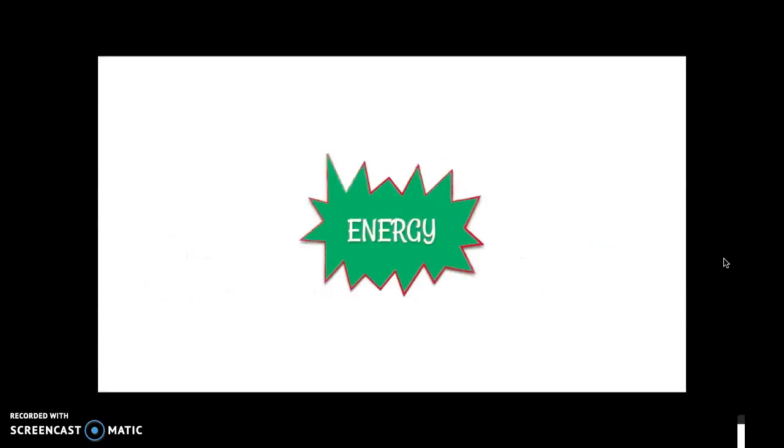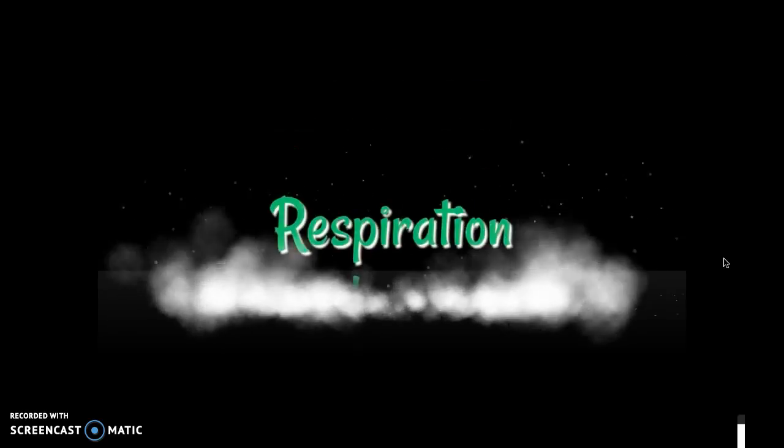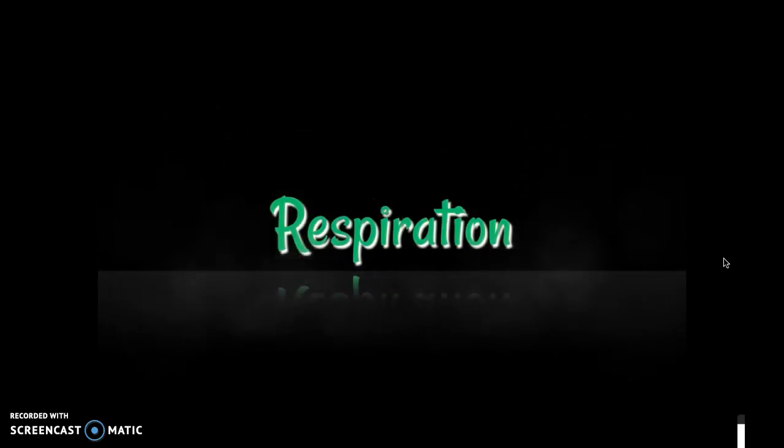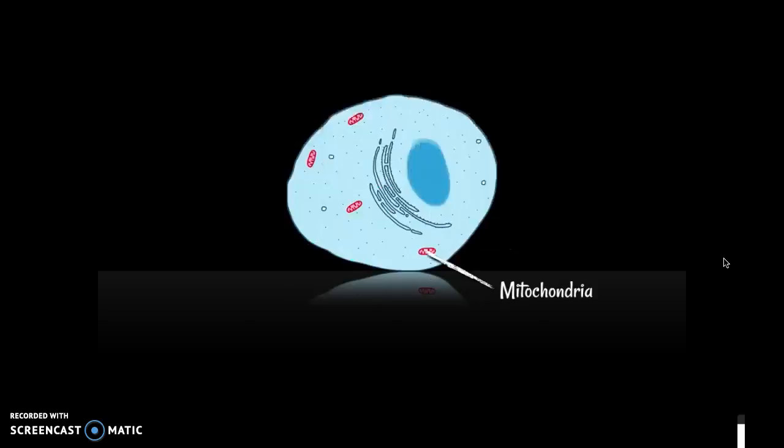Your body requires energy to do all sorts of different things, such as muscle contractions, transmitting nerve impulses, growth, protein synthesis, active transport, maintaining a constant body temperature, and all of this is required in the form of a chemical called adenosine triphosphate, also known as ATP. This is provided by a process called respiration, and this happens inside of animal cells, as well as plant cells, in little organelles called the mitochondria.